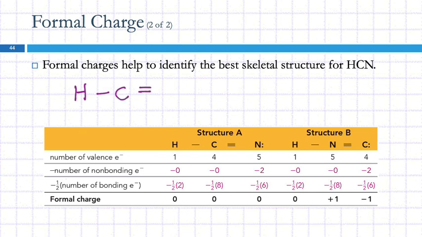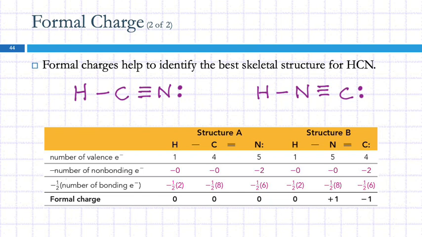So here we have 2 different structures. These are not resonance structures, but they are 2 valid Lewis structures for HCN. We're going to look at the formal charges.